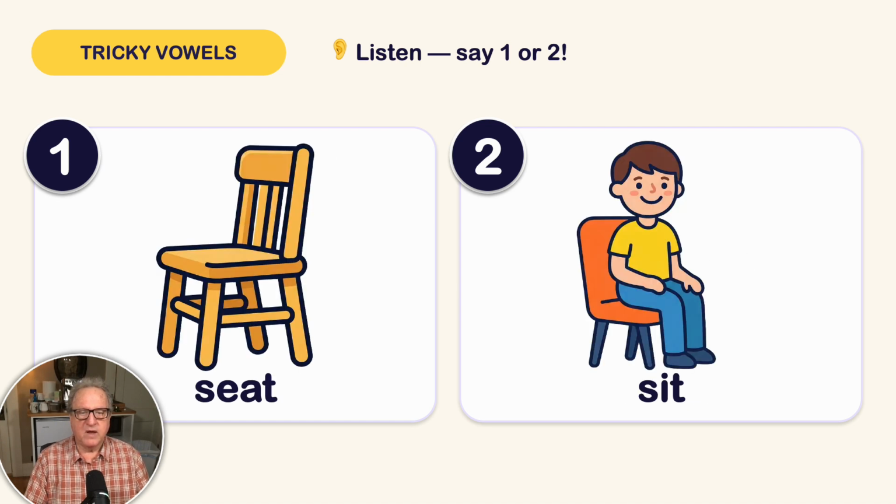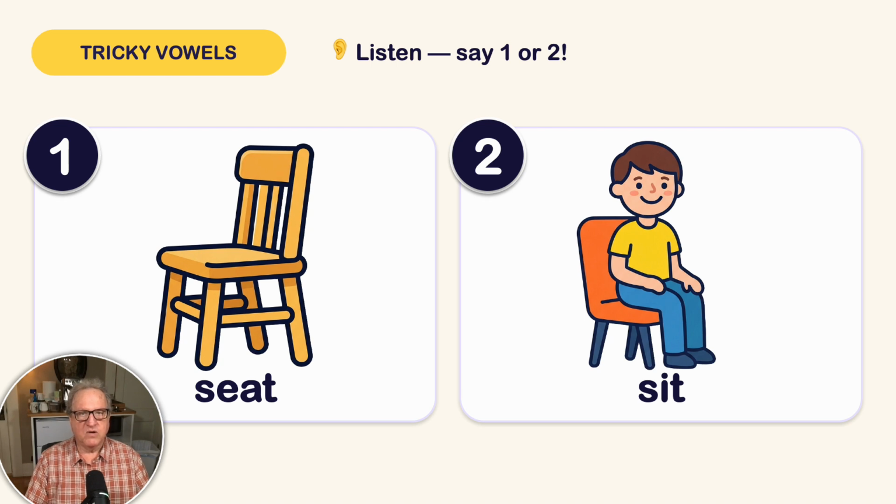Here we go. Here's another one. So look at number 1. It's seat. And number 2 is sit. So 1 is seat and 2 is sit. Okay, I'm going to say a word. You tell me, is it 1 or 2? Listen. Sit. 1 or 2? Sit. It's number 2. Sit.